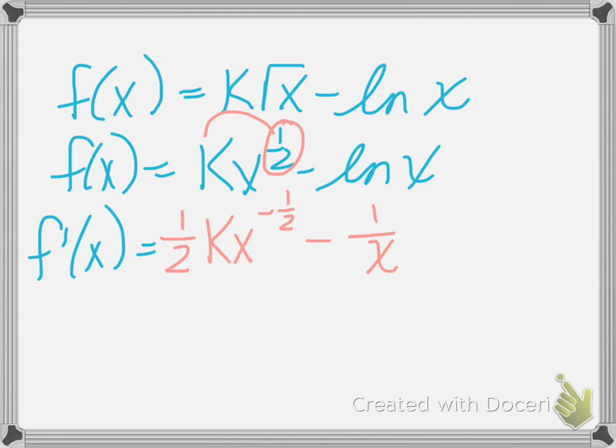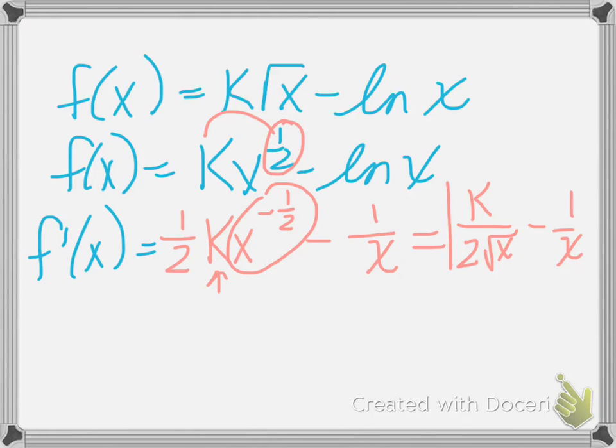And if you wanted to simplify that, you could, because this k stays on the top, the 2 is still on the bottom, and then x to the negative 1/2 means it moves down to the bottom and gets a square root. Okay, and then minus 1 over x. So that would have bought you 1 point.